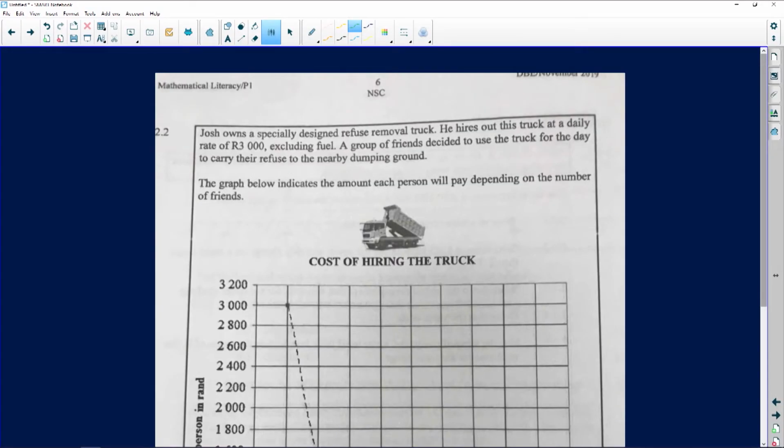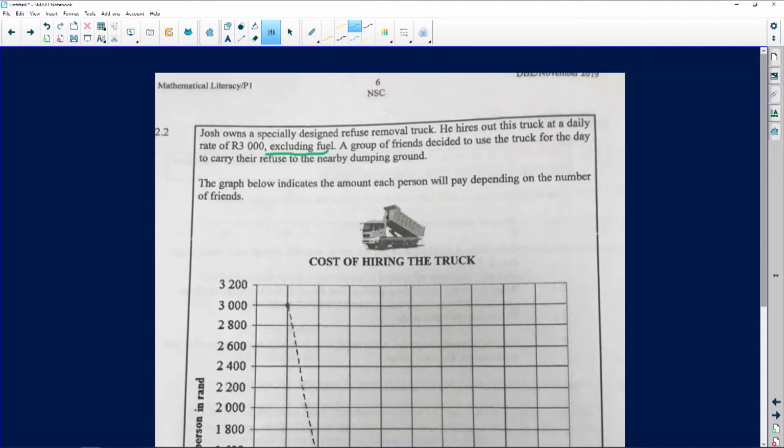The question says to us that Josh owns a specially designed refuse removal truck. He hires out this truck at a daily rate of 3,000 Rand excluding fuel. So we've got another nice word over there. Whenever something is excluded, it is not included. It's the opposite. A group of friends decided to use the truck for the day to carry their refuse to the nearby dumping ground. The graph below indicates the amount each person will pay depending on the number of friends.